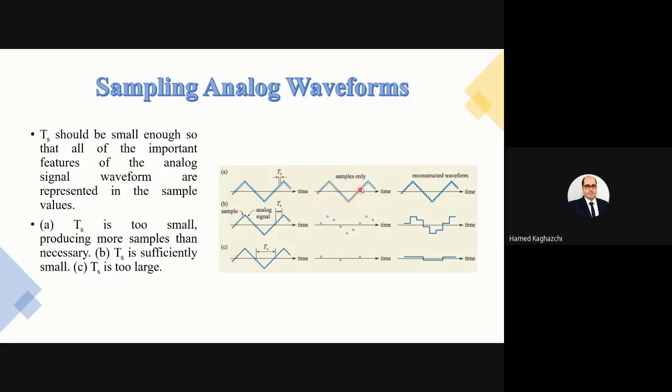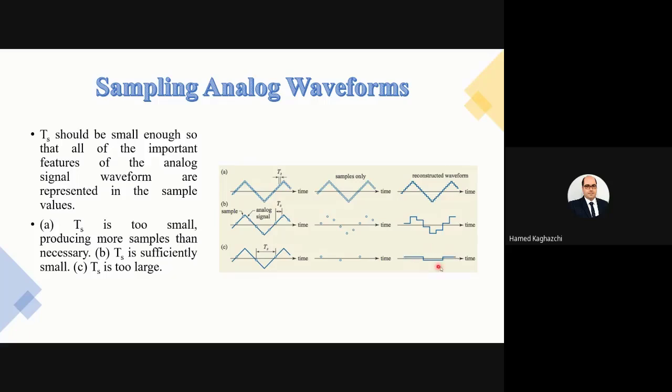We sample. When we want to reconstruct the waveform, it will be like that. If we take the Ts like that at this value, the samples will be like that. When we convert it, we will have this signal. But if we select the Ts too large, look at here what happened. Our signal will be like that.